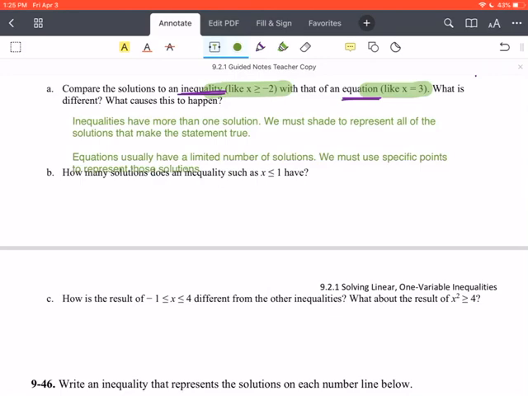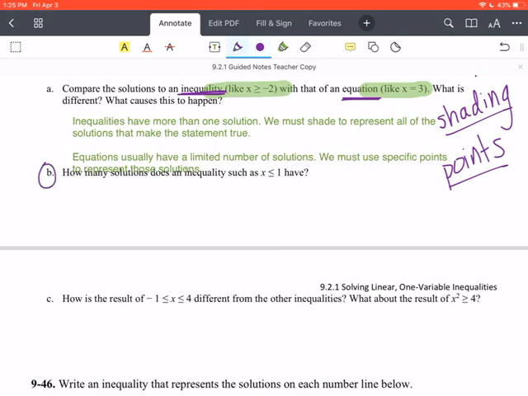Sorry, that got kind of into my other question. The moral of the story here is that for inequalities, we have to use shading. For equations, to represent a solution on a number line, we just simply use points. Very important. Along those same lines, question B says how many solutions does an inequality like x is less than or equal to 1 have?